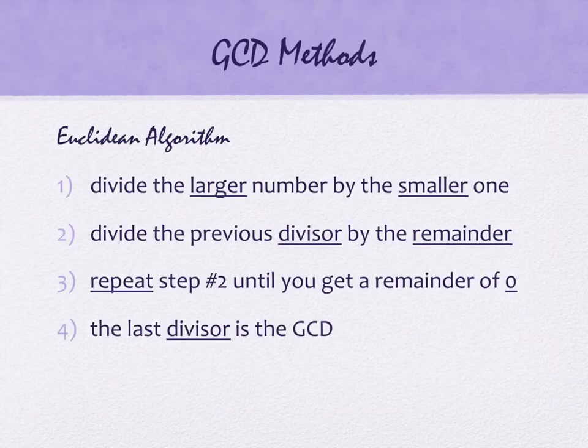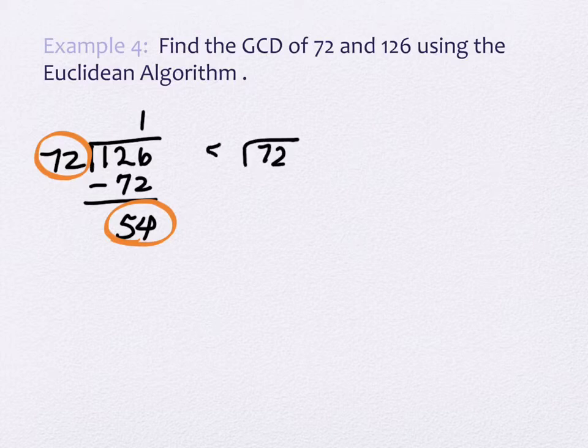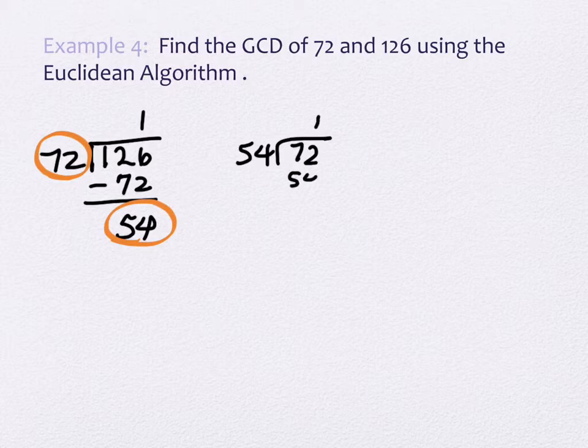So this is step 1. I did the division. Step 2 says to take the remainder and the divisor and do it again. The remainder should be smaller than the divisor, otherwise you did the division wrong. So we take the 72 and we would divide by 54. How many times will 54 go into 72? 1. And then what is 72 minus 54? 18.